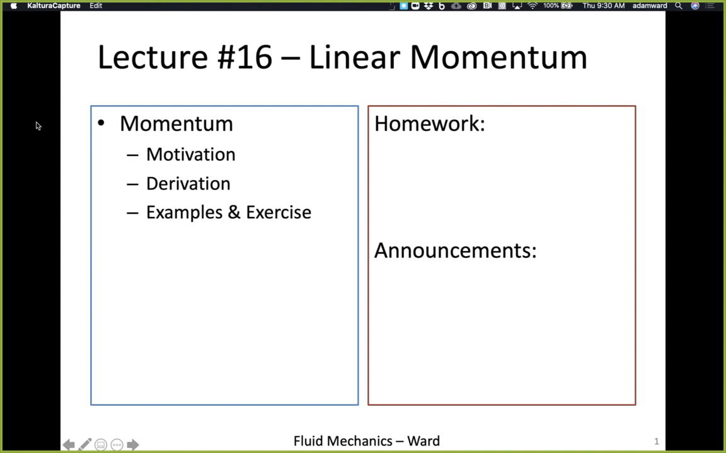All right, hello out there in TV land, if you are watching live or if you are watching on record. Record, that was weird. All right, so here we go. We're going to talk about linear momentum today.